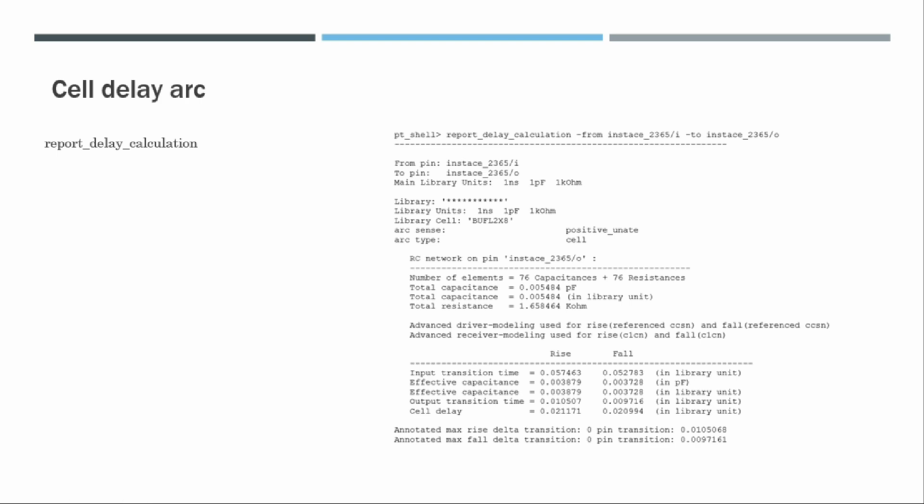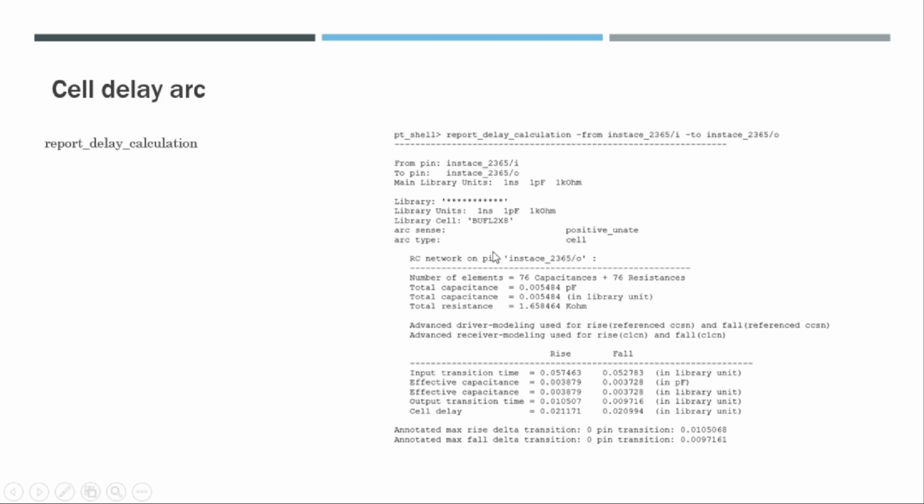So we will try to understand what the components of this are. To do the delay calculation, the engine needs the input transition. That's why you see the input transition mentioned over here, and it also needs the output load. Based on that, it will obtain the cell delay. Instance 2365 output pin is used here, and it is mentioning that this is the RC network on the output pin that it is observing. So finally, with this and the input transition, it will obtain the cell delay, which is reported here.